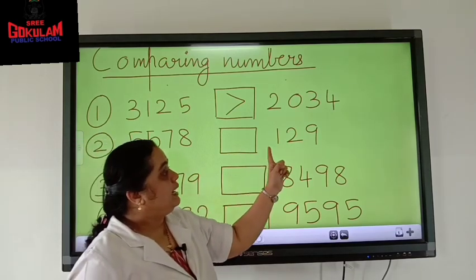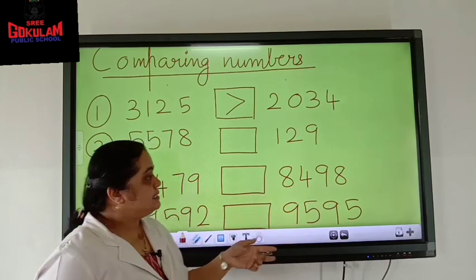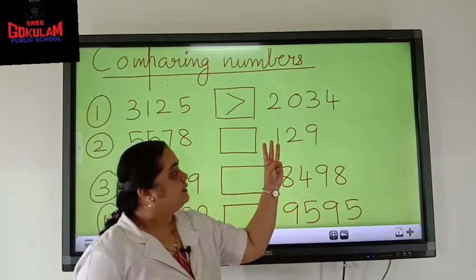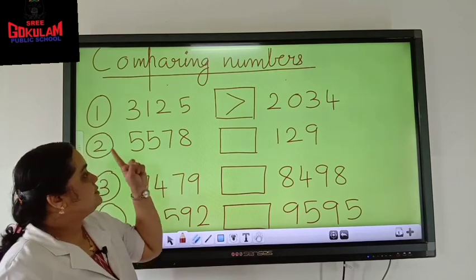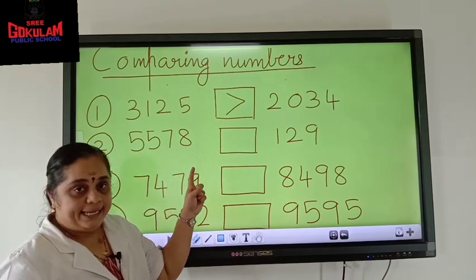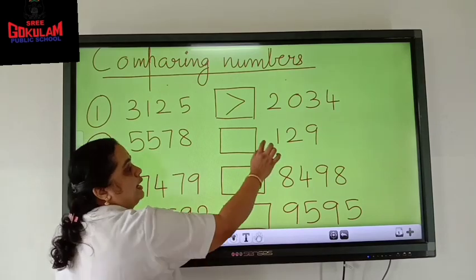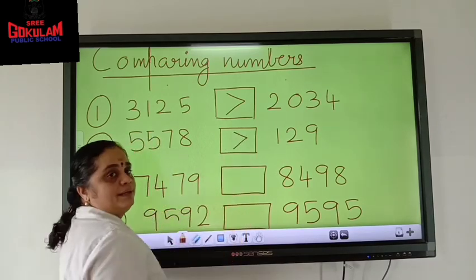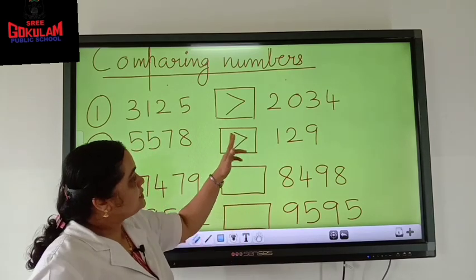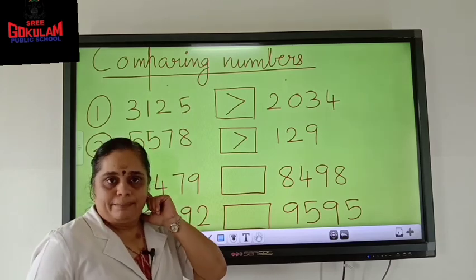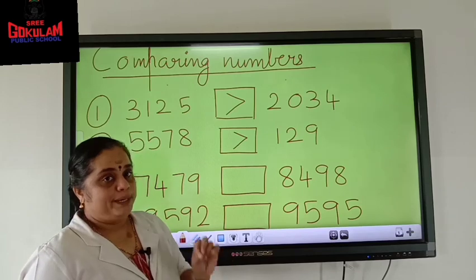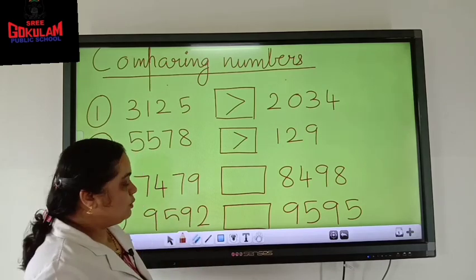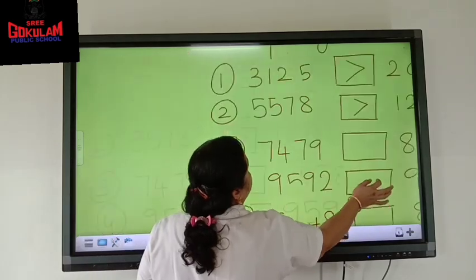5578 and 129. Count the digits. 4 digits are there and here 3 digits are there. So what will come? Yes, 5578 is bigger than 129. The mouth of the crocodile is opening towards the bigger number. Always the greater number is symbolized by the mouth of a crocodile opening towards it. Now let's go for the third question.